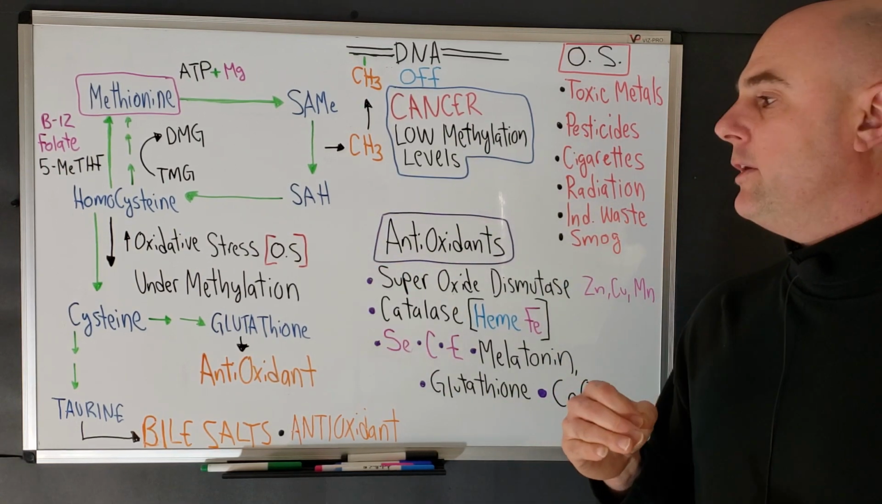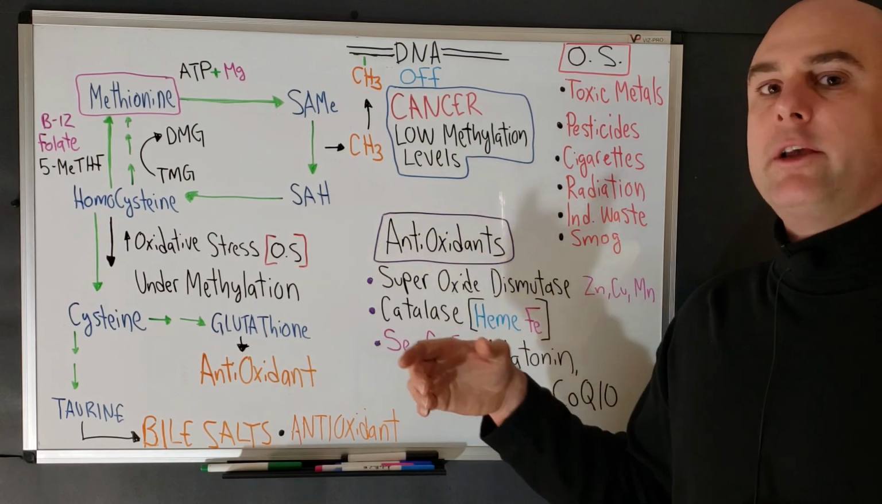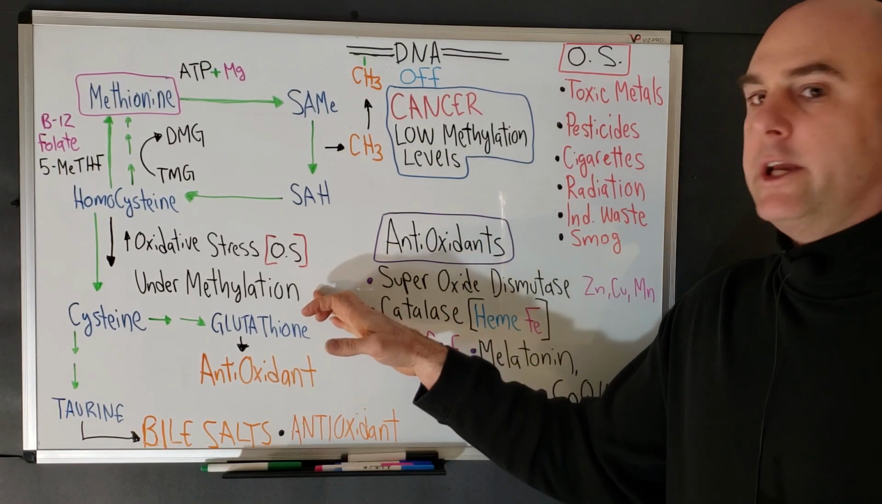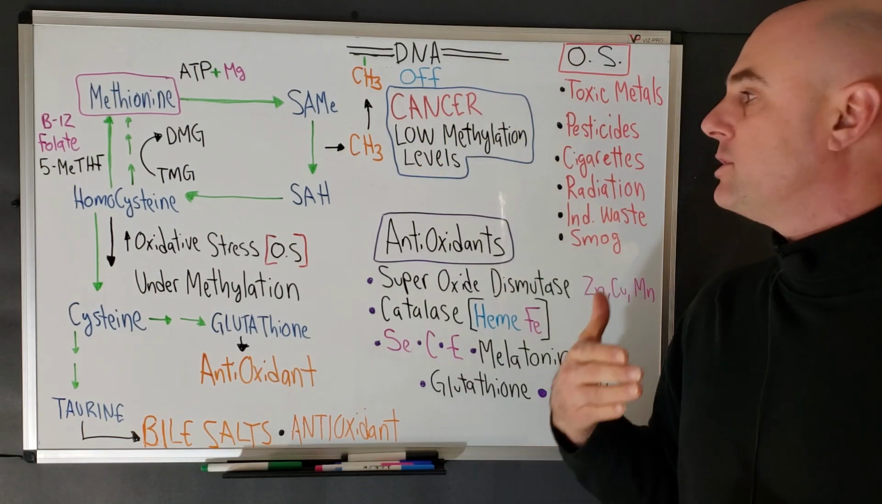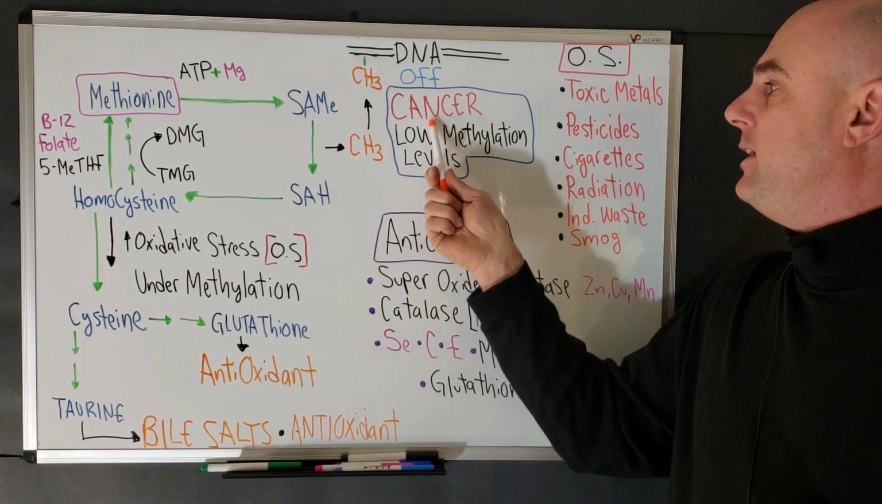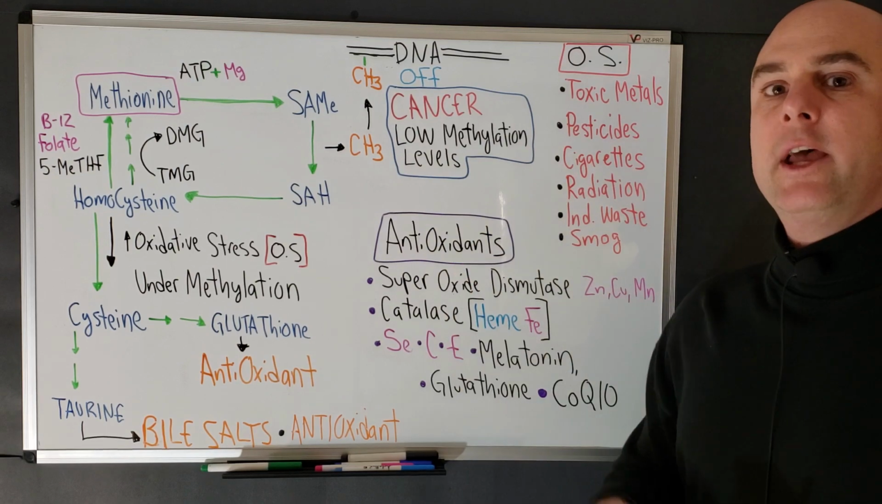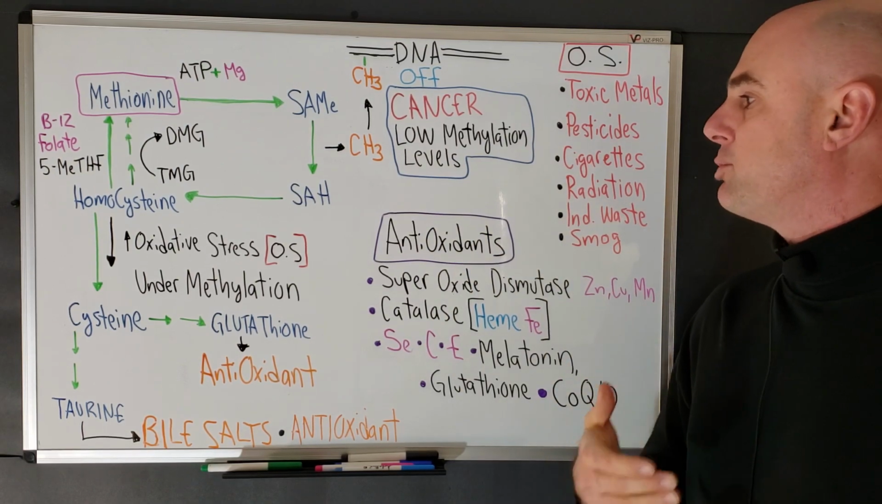Now the takeaway here is, again, high oxidative stress is likely to lead to undermethylation, which prevents our genes from shutting off when they are supposed to. And it's, again, these low methylation environments that are essential for cancer proliferation.